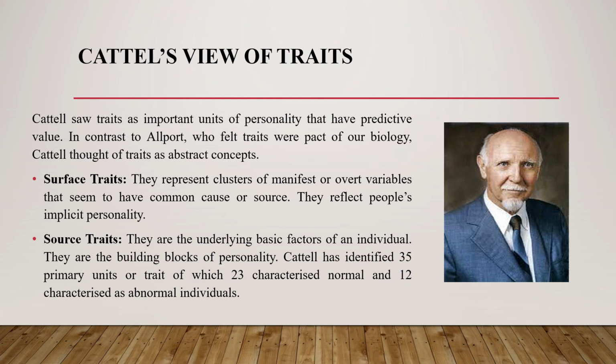Whereas Allport talks about what? Allport talks about the cardinal traits, central traits, and secondary traits. And when we reflect back on the types of personality put forward by Sheldon and Hippocrates, right? Hippocrates talks about the four temperaments. Then Sheldon talks about body types, somatotypes, that is endomorph, ectomorph, and mesomorph, isn't it? Then Carl Jung talks about two types, which are extrovert and introvert.